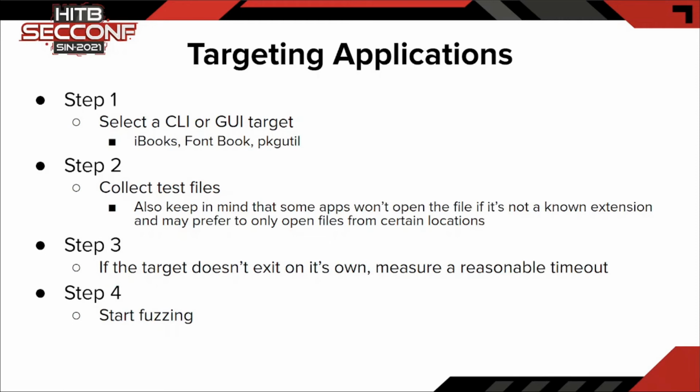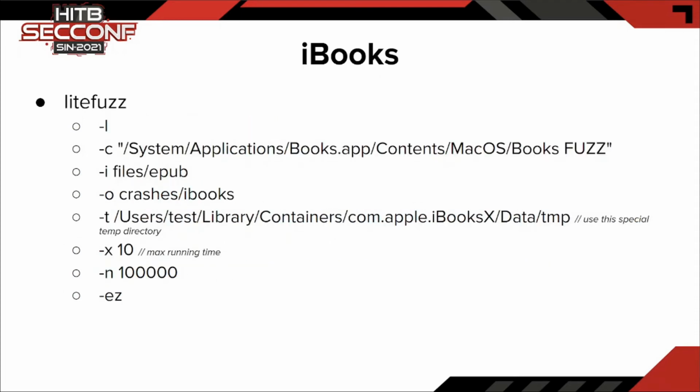So here's an example. Command line, using LightFuzz, where you're doing local fuzzing, or passing the command, which is the app, and then the fuzz placeholder, which just means put our fuzz file here, replace the word fuzz with our fuzz file internally for the fuzzer every iteration. And our input directory is files and EPUB, which is just our input files, or EPUB input files in this case. You can select an output directory.